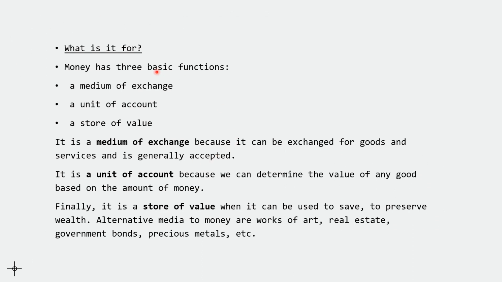What is the money for? Okay, money has three basic functions. First is a medium of exchange because it can be exchanged for goods and services and is generally accepted, and is a unit of account because we can determine the value of any goods based on its amount of money, and then is a store of value because it can be used to save to preserve wealth.